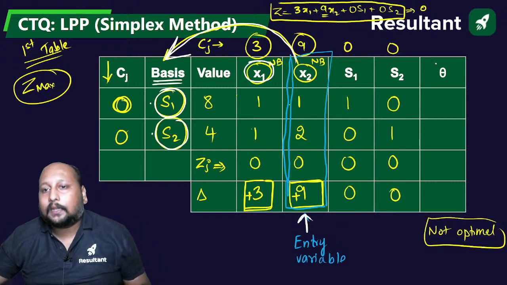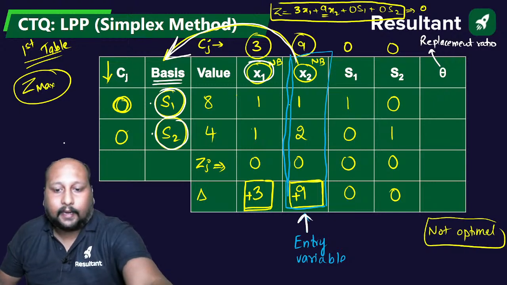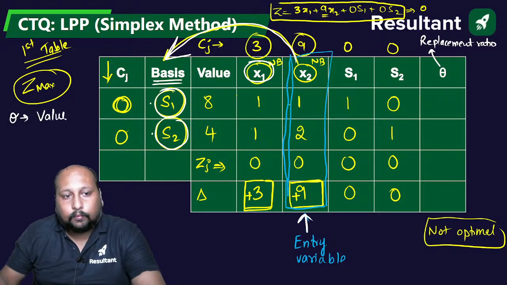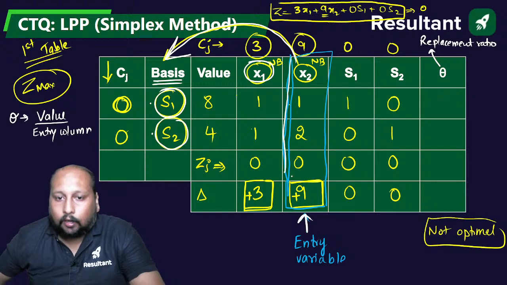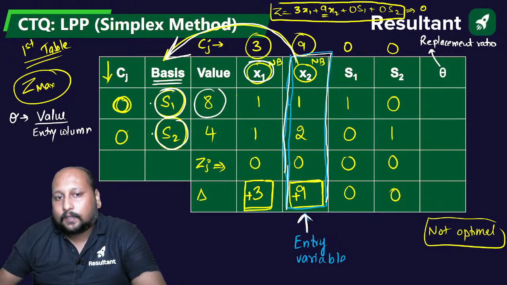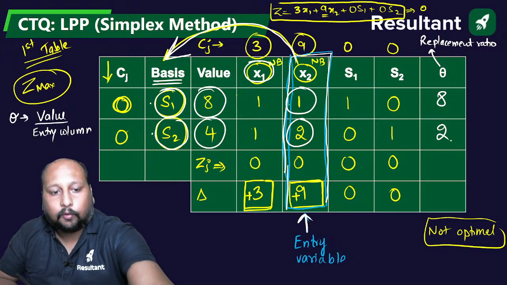For that we are using the theta, that is called as replacement ratio. Replacement ratio, ठीक है, let me write theta over here. Theta is equal to the value divided by the entry column. What is the meaning of this? देखो, we know that your x2 column is the entry variable, ठीक है. So what we do, we try to calculate the value of theta. Theta क्या है? In row number 1 the value is 8. 8 divided by 1 is 8. 4 divided by 2 is 2. Clear है? Understood how we calculate the value of theta?